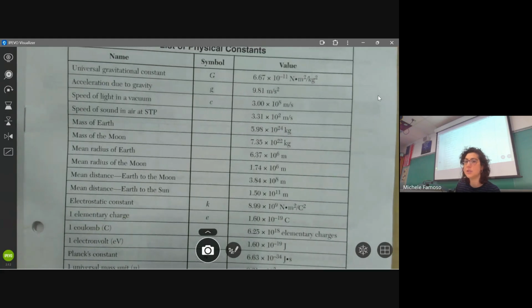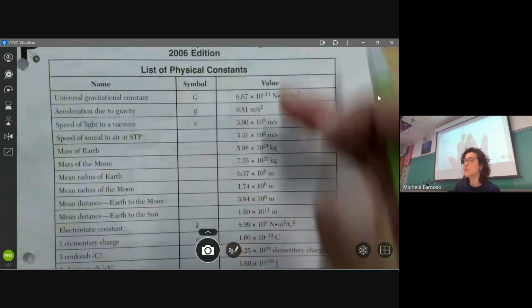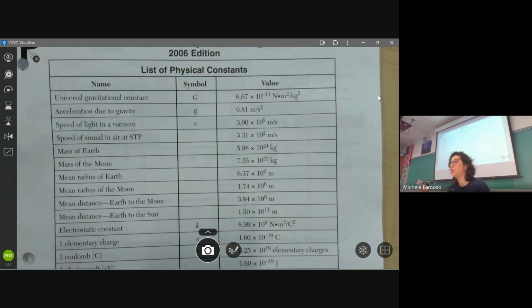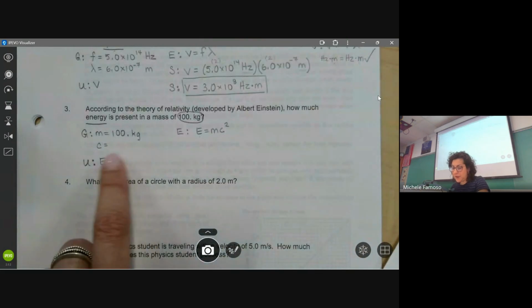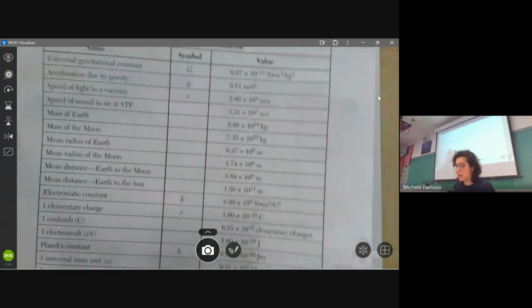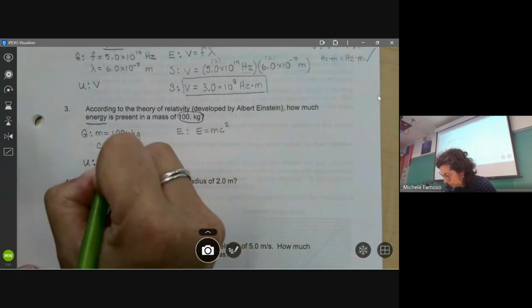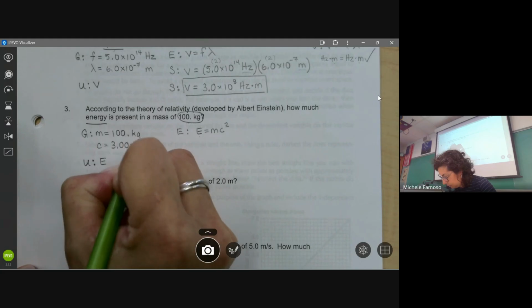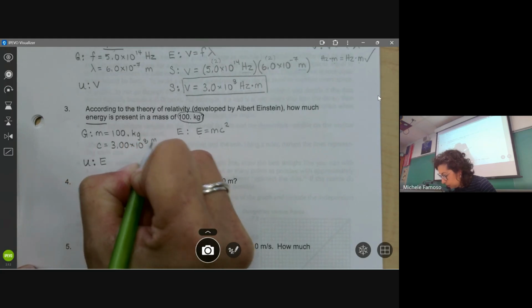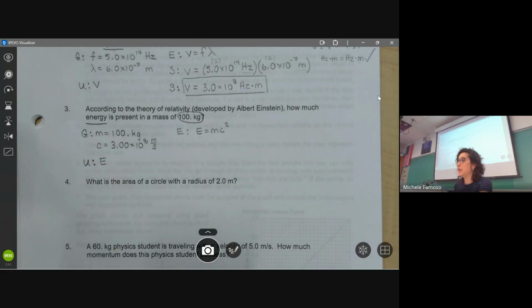Page 1 has a chart of physical constants. These are measurements that have been made by other scientists. We're looking for the value for little c, the speed of light in a vacuum. That's a meter per second. So we're going to list that as a given.